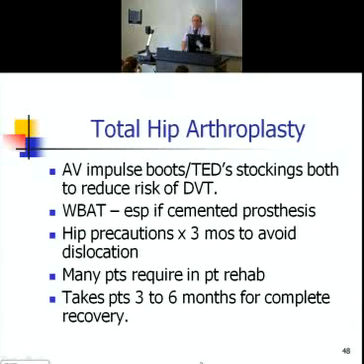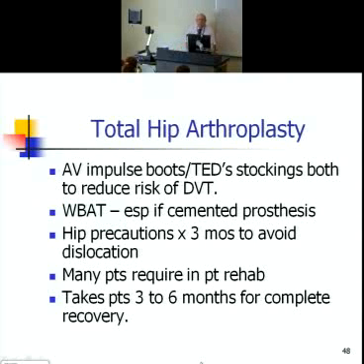We use AV impulse boots and TED stockings. TED stockings are just an anti-embolus stocking. It's a very tight stocking. They come knee-high and thigh-high. We generally go with the thigh-high. We prefer those over the knee-highs, which we think are not as effective. Patients hate them, but when you tell them that the alternative is a DVT and a pulmonary embolus and they could die, they learn to live with it. I keep the TED stockings on at least for a month after surgery, so long after the patient has gone home. They're going to stay on that Coumadin for 6 weeks.